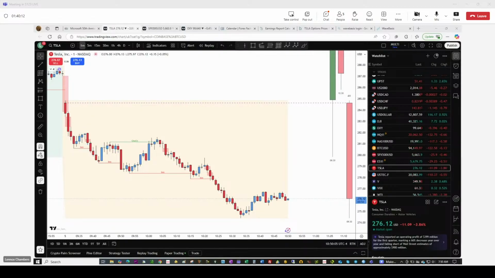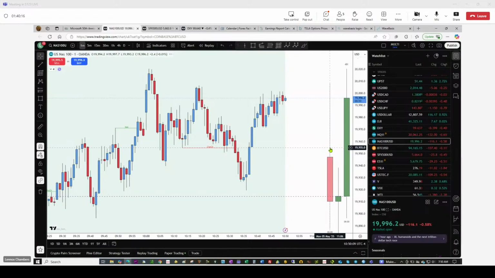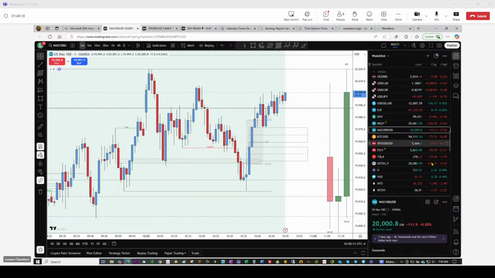Okay, we just turned over a new 5-minute candle. Let's see if this can push us up.